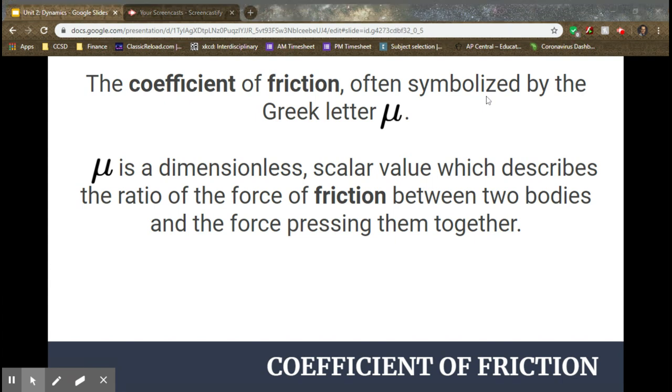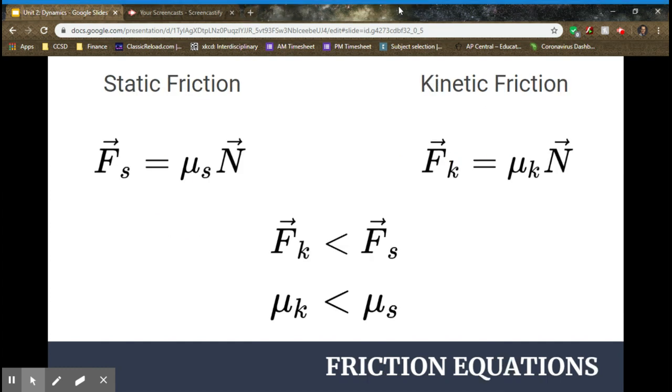All right. So here is your equation. This is the equation for static friction. This is the equation for kinetic friction. You take the coefficient of friction, whether it's the static coefficient or the kinetic coefficient, and you multiply it by the normal force. That will tell you what your force of friction is. Now every object will have a static coefficient of friction and a kinetic coefficient of friction. Which one do you use?